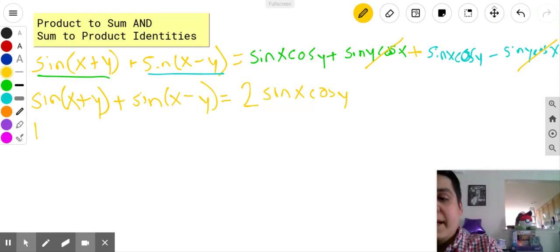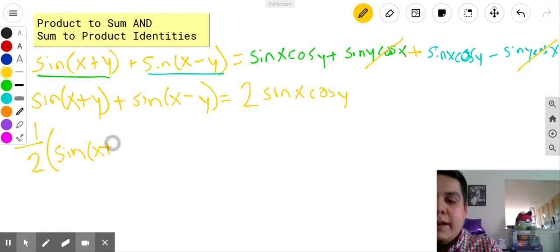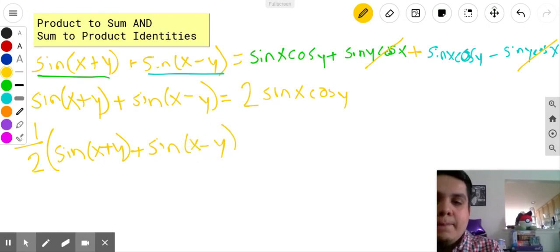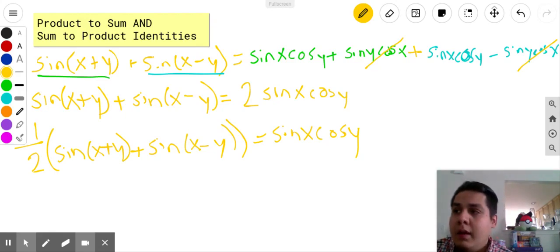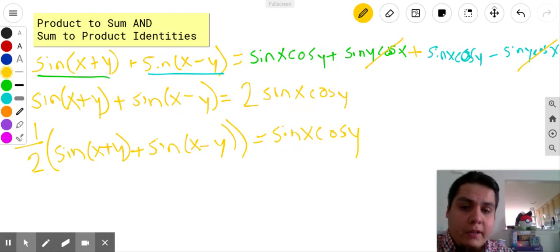So I could say one of my identities is 1/2 of sine of x plus y plus sine of x minus y. That is equal to the product of sine of x times the cosine of y. And that is a product to sum identity. Right? So I'm going to go ahead and pause, reset, and show you another one.